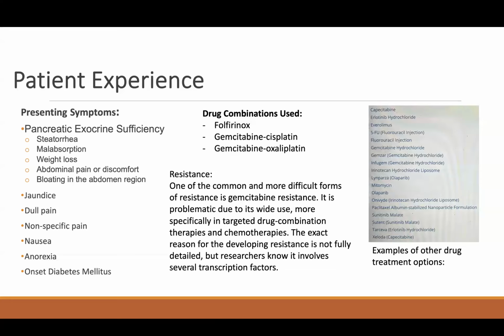So one of the more common and difficult forms of resistance is gemcitabine resistance. This is problematic because of its wide use. Not only is it used in these drug combinations, but it's also used in other chemotherapies as well. The exact reason for why this resistance is developed is unknown, but researchers know that it involves several transcription factors that correlate to the overall resistance that's developing.